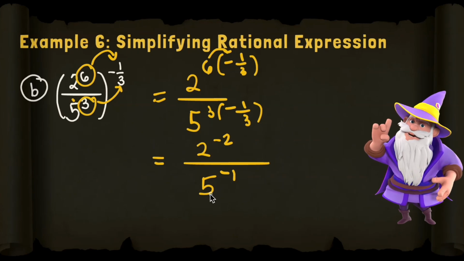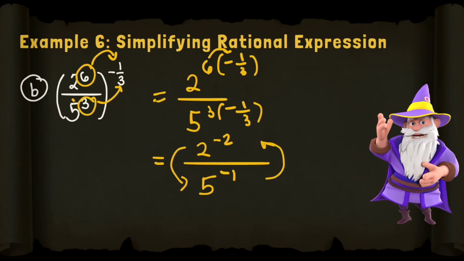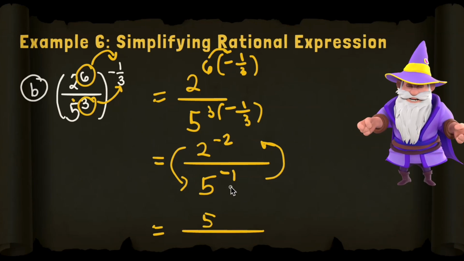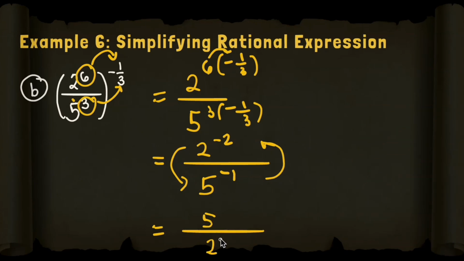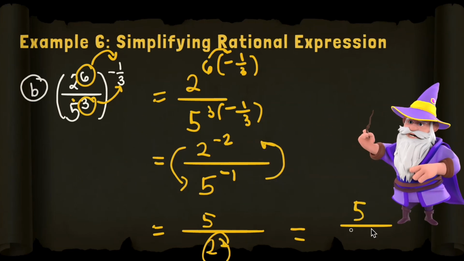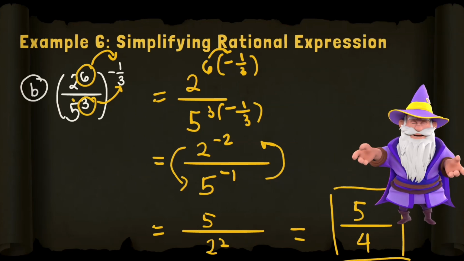Okay? And then we apply the definition of the negative exponents, wherein lahat ng negative itataas or ibababa. Okay? So the final form would be 5 raised to 1, kahit muna isulat yung 5, over 2 raised to 2. And when we simplify it, 5 over 2 raised to 2, that is 4. And this is our final answer for this particular example.